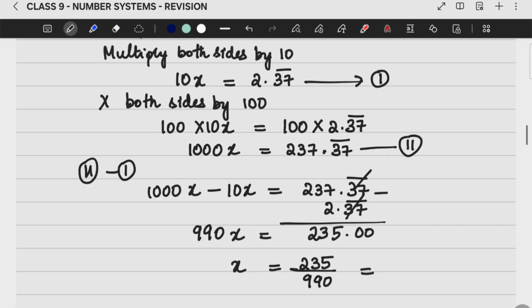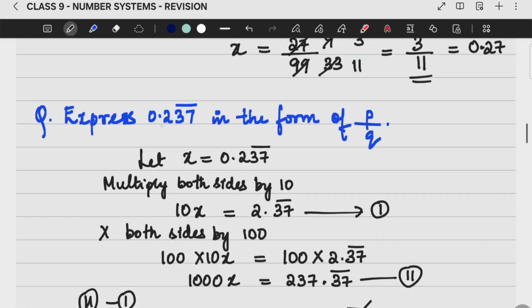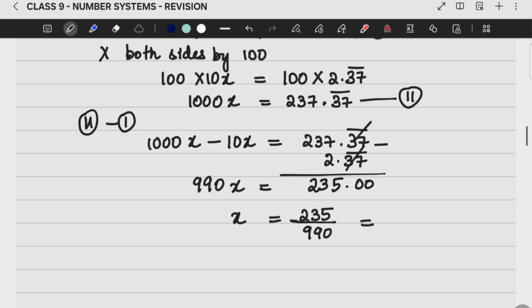And what is the given question? X is nothing but 0.237 and the bar was only above 37. Now you have expressed the given decimal in terms of p by q. So this is the final answer.